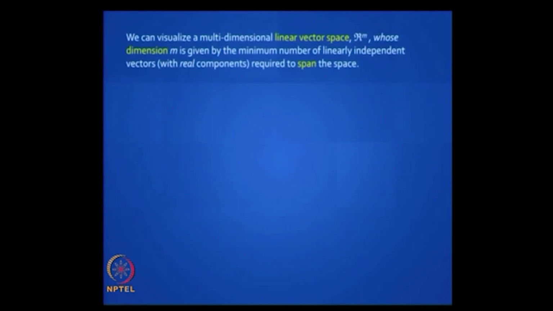Now vectors are important. We are dealing with displacement vectors and force vectors, so they have some meaning, and it's good to see the background. We can visualize a multidimensional linear vector space Rm whose dimension m is given by the minimum number of linearly independent vectors with real components required to span the space.